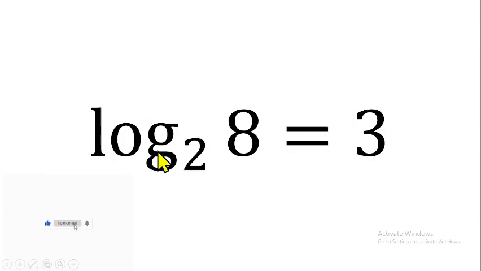So the answer is 3. Logarithm of 8 base 2 is 3. That means I can raise 2 three times to get 8. That is, 2 raised to power 3 will give us 8. Do you understand that?